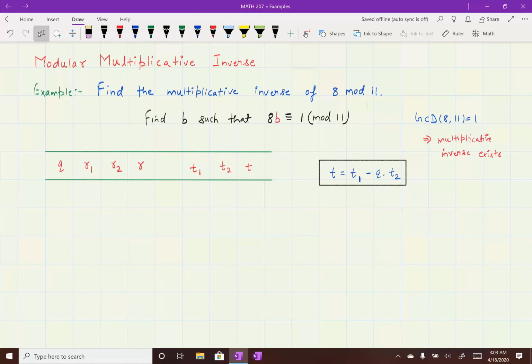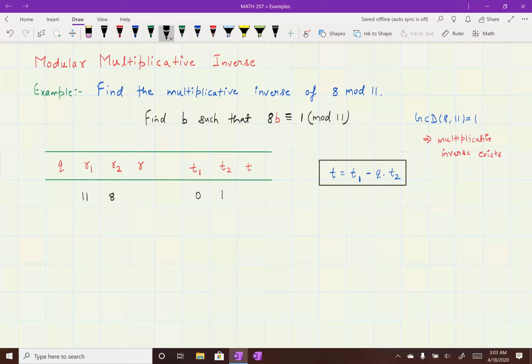At the first step, to choose the value of r1, I will look at the larger integer given in my problem, and the larger integer from 8 and 11 is 11, so my r1 value is going to be 11. The value of r2 is going to be the other integer, which is 8 here. The values of t1 and t2 at my initial step are 0 and 1.